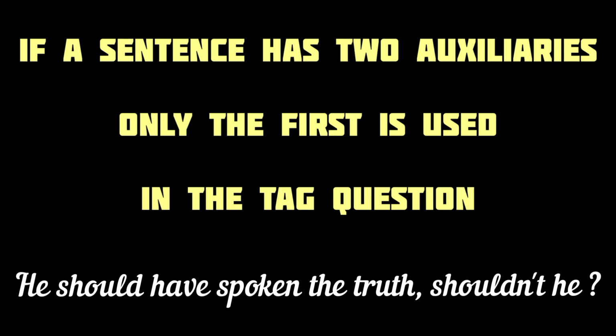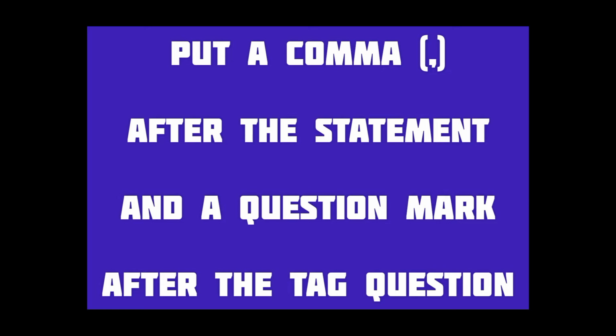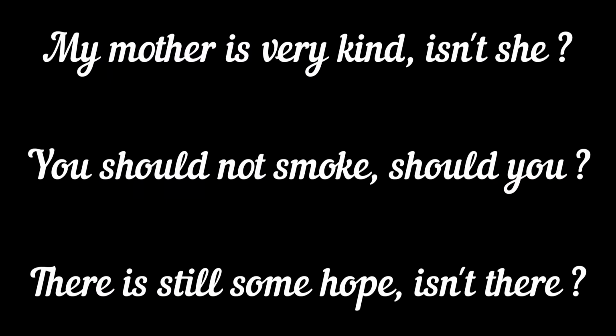And also bear in mind that if a statement has two auxiliary verbs in it, only the first one is used in the question tag. He should have spoken the truth, shouldn't he? The given example has two auxiliary verbs, should and have, but the question tag contains only the first, should. By the way, do not forget to put a comma after the main statement and a question mark after the question tag. Now look at some examples of question tags on your screen.